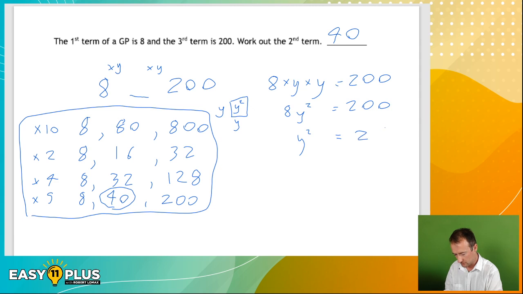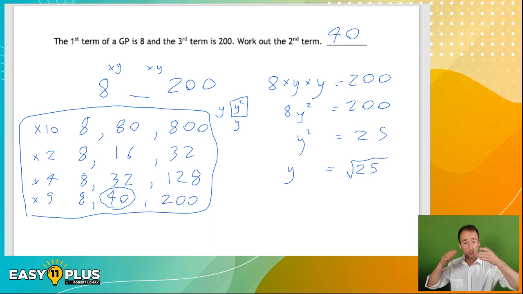How do I know that so quickly? Because 25 goes into 100 4 times, so it goes into 200 8 times. y squared is 25. So we need to work out what times by itself gives 25. So y equals, and I'm just doing this to show you another useful symbol, the square root of 25. That means what squared gives 25. And of course you know the answer to this, it's 5.